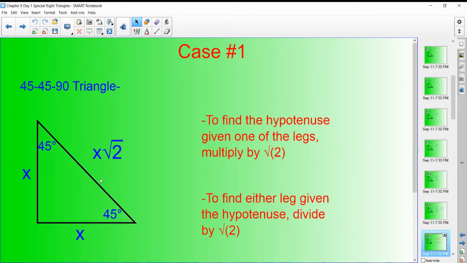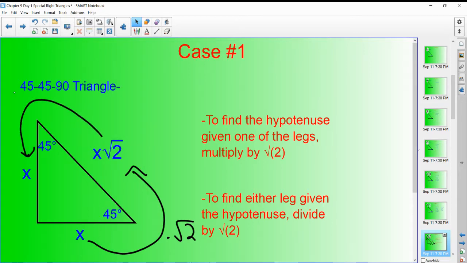So here are the rules. If I'm going from small to big, from the leg to the hypotenuse, I multiply by the square root of 2. And if I'm going from the hypotenuse to the leg, I divide by the square root of 2. Go ahead and write that down. You don't have to use the Pythagorean theorem when you see a 45, 45, 90 triangle. You need to remember that to go from small to big, you multiply by the square root of 2, and to go big to small, you divide by the square root of 2.